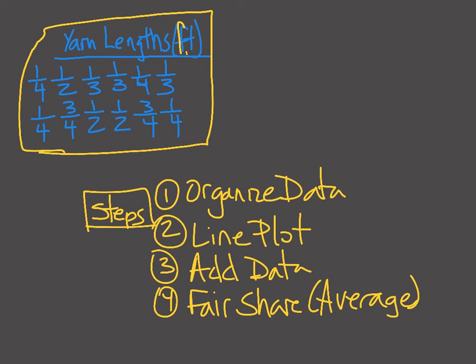I wanted to remind you, these are the 4 steps on making sure that we display our data in a line plot today. So if you could copy these down in your notes first. First, we want to organize the data. Then we do a line plot. Make sure you title that line plot. Then you do adding the data, and then it's a find the fair share.